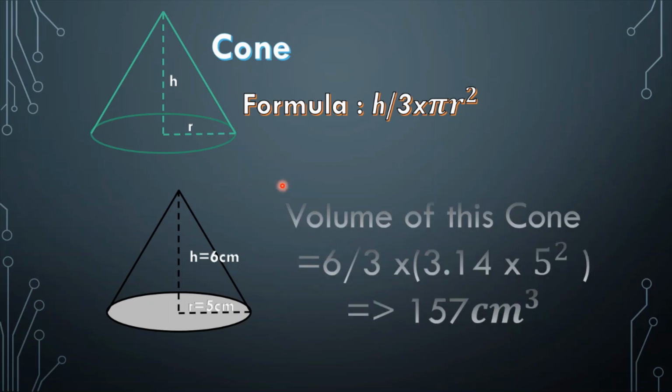So I'll show you an example. Here the height is 6 centimeters, the radius is 5 centimeters. If you substitute it, the formula is 6 by 3 times 3.14 times 5 squared, which gives you 157 centimeters cubed. So the volume is 157 centimeters cubed.